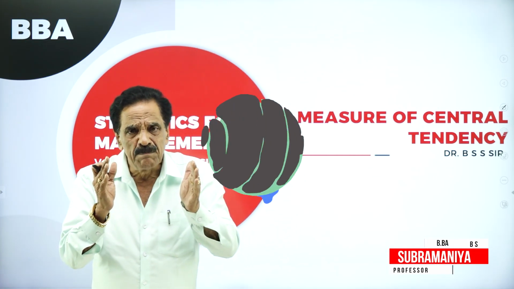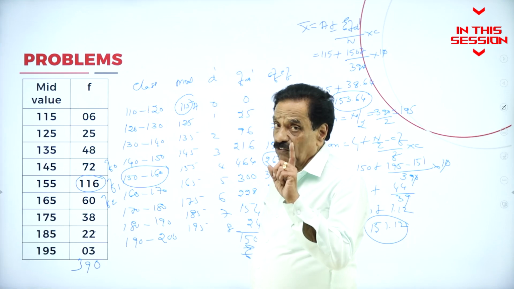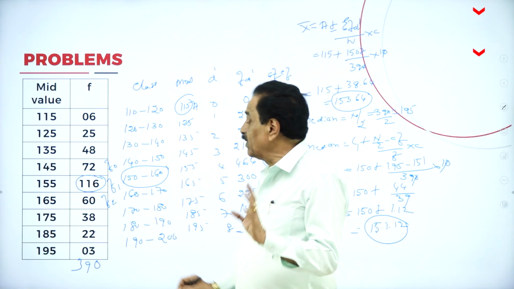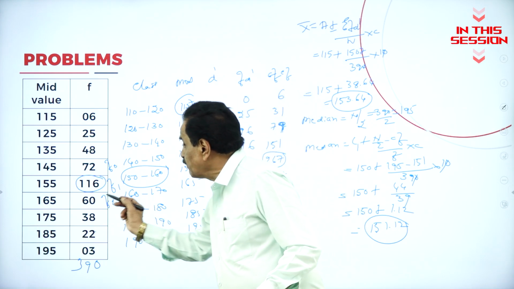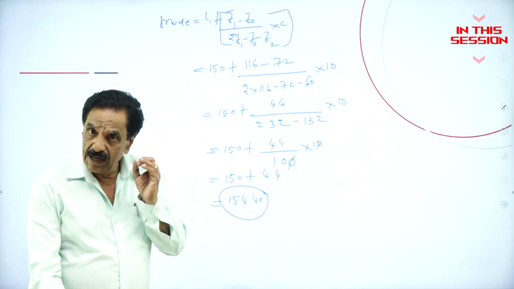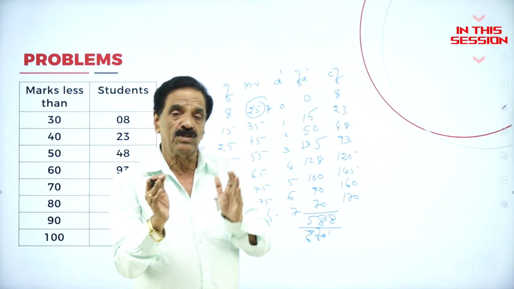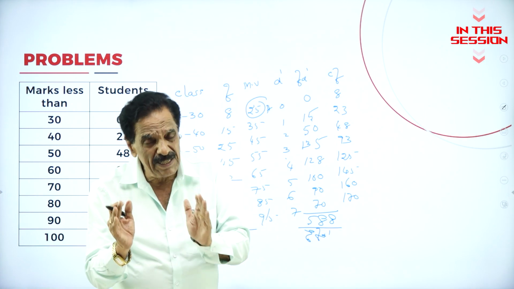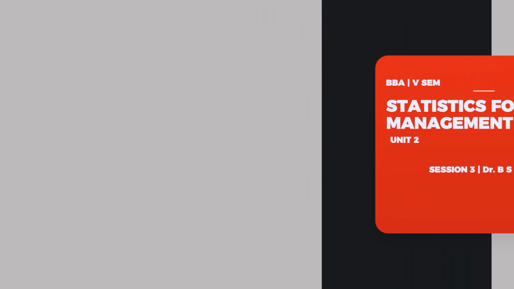What is mean? Mean is the mid value of the given series, an average. F1 is 116, F0 is 72, F2 is 60. In order to find the mode, find the highest frequency. Mean is equal to A plus or minus sigma ft dash divided by n into c.